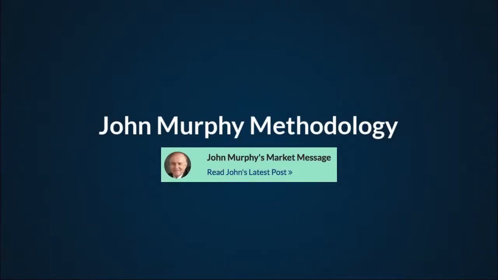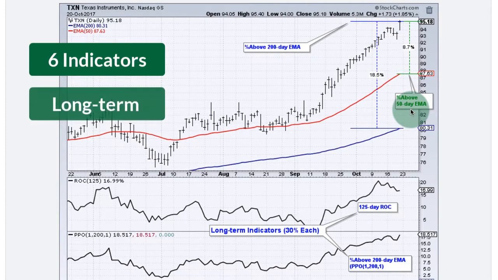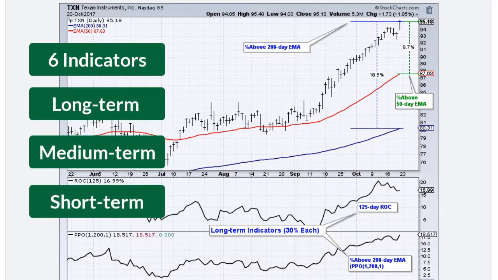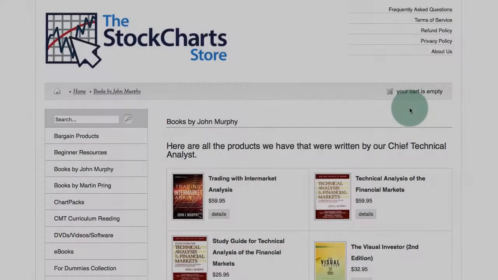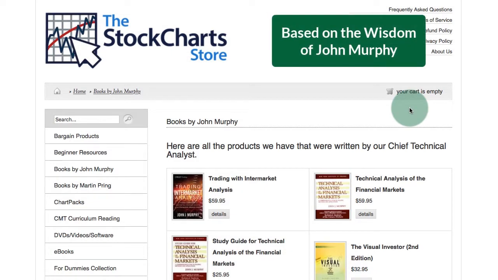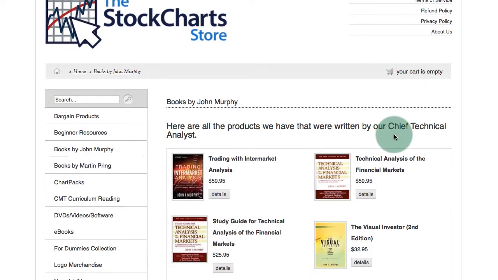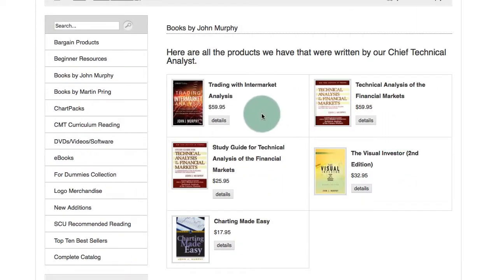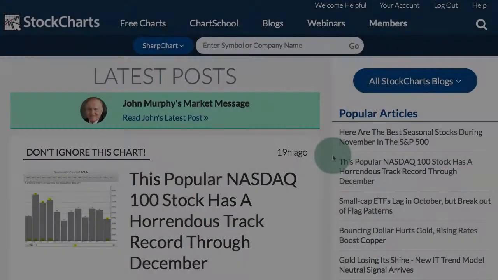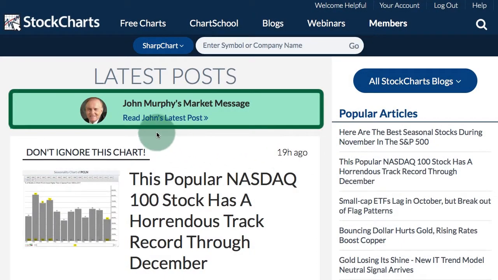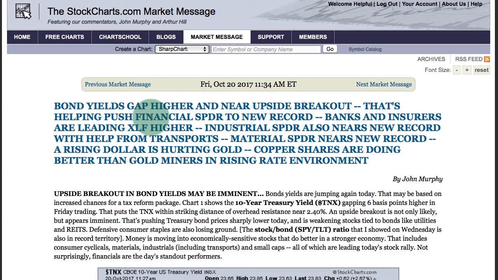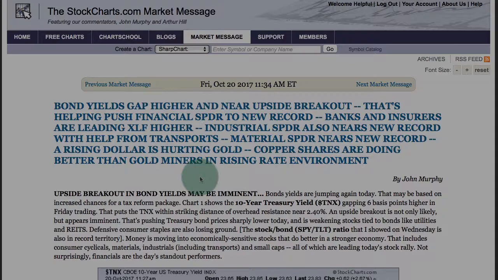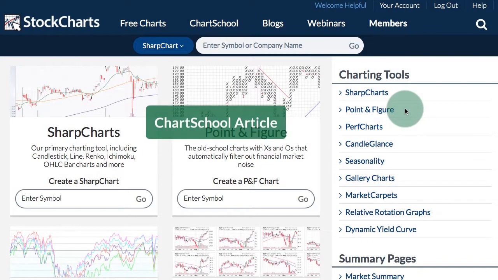John Murphy's methodology. The StockCharts Technical Rank is based on a numerical score that is derived from 6 indicators with different weightings. The methodology for these rankings comes from the wisdom of John Murphy, and John Murphy is, of course, the author of many books on technical analysis. John is also a key contributor to the commentary here at StockCharts.com, and you can read his post every week here.